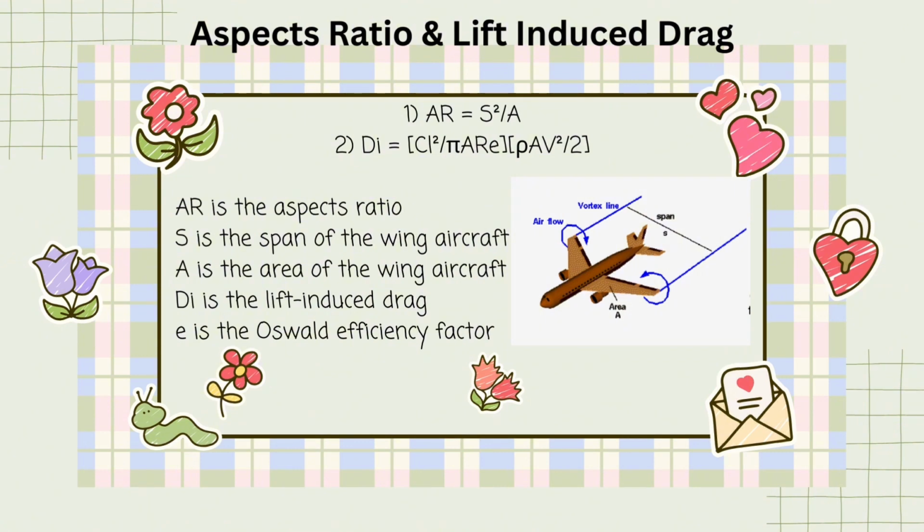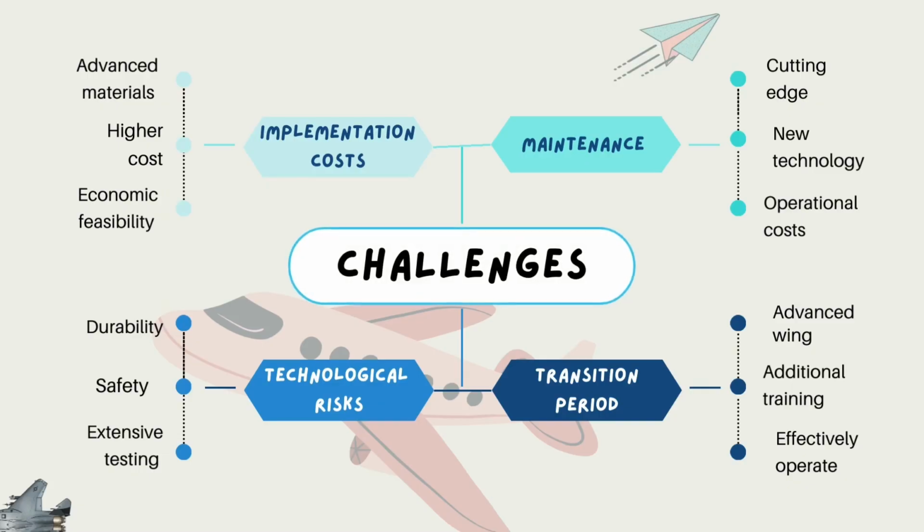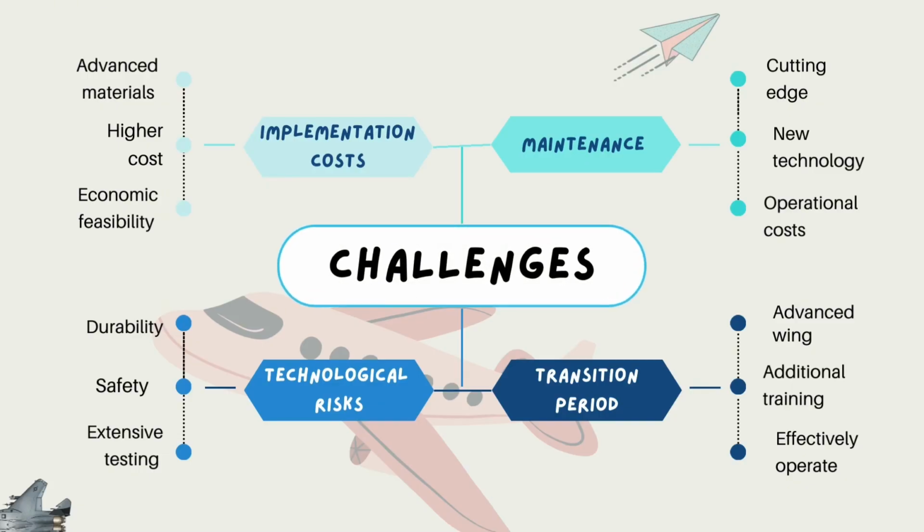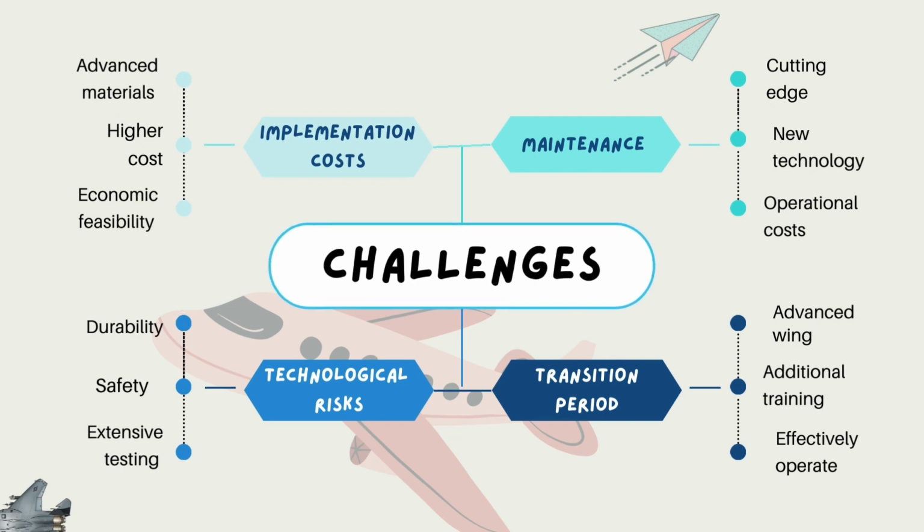Finding the wingspan, or the distance from wingtip to wingtip, and the area of the wings are 2 methods for calculating the aspect ratio. Next, divide the result by the wing area after multiplying the wingspan by itself. Span squared divided by area equals aspect ratio. Next, challenges in aeronautic wing design for fuel efficiency.